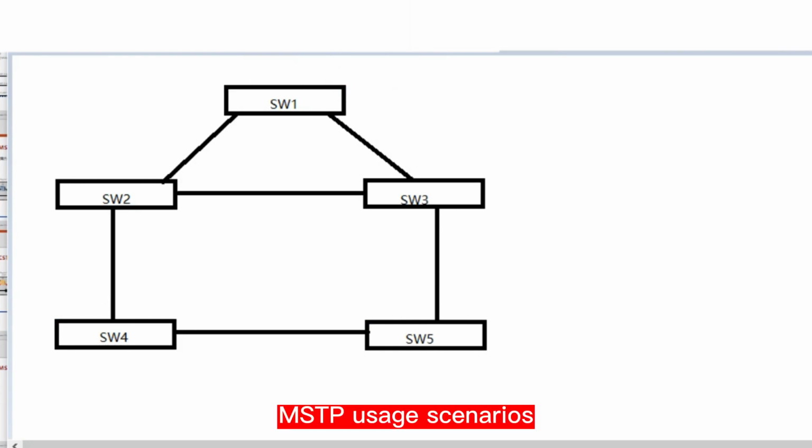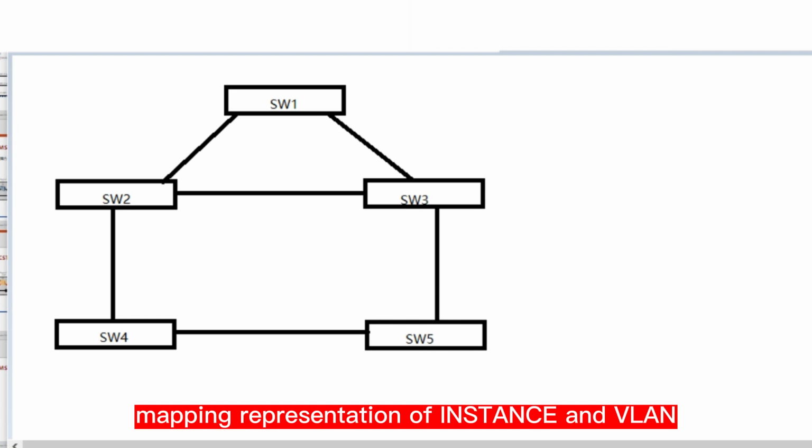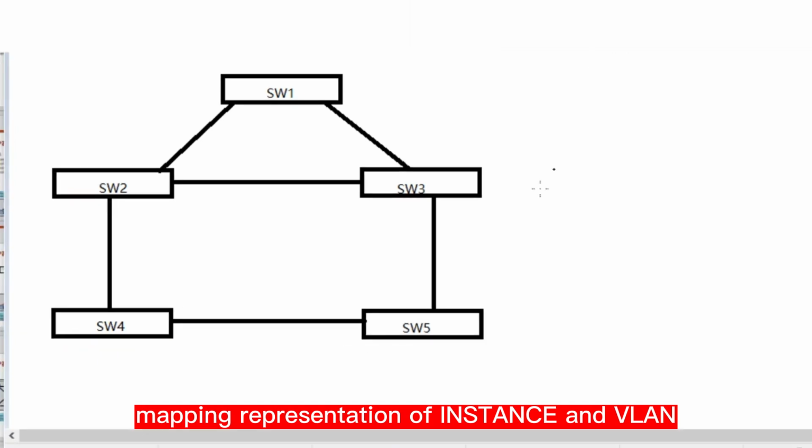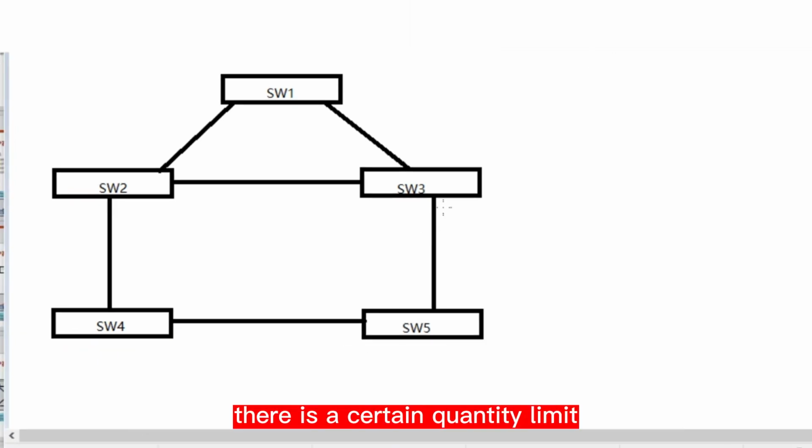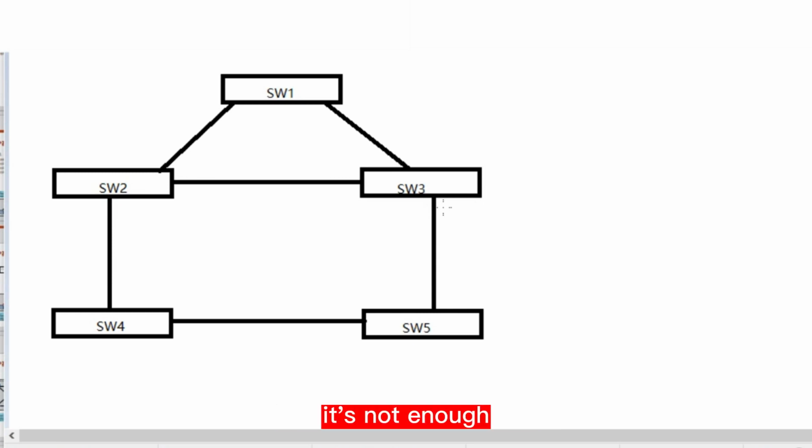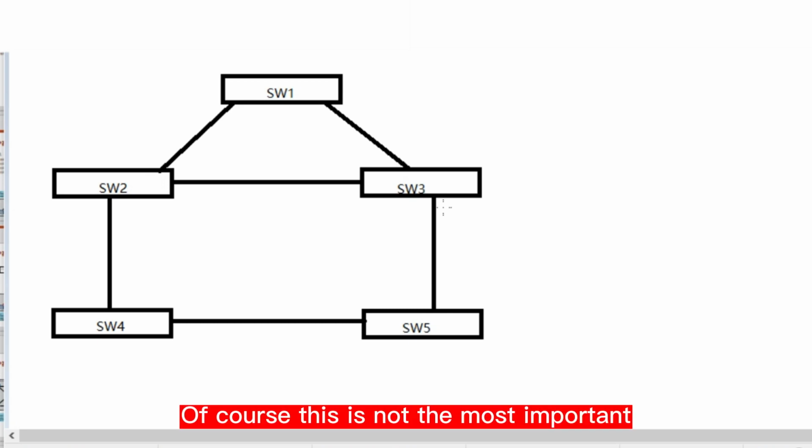MSTP usage scenarios. Generally, for the number of VLANs, we all know the mapping of instances and VLANs has a certain quantity limit. In some large networks, it's not enough. In this case, you can use domains to separate the areas. Of course, this is not the most important.